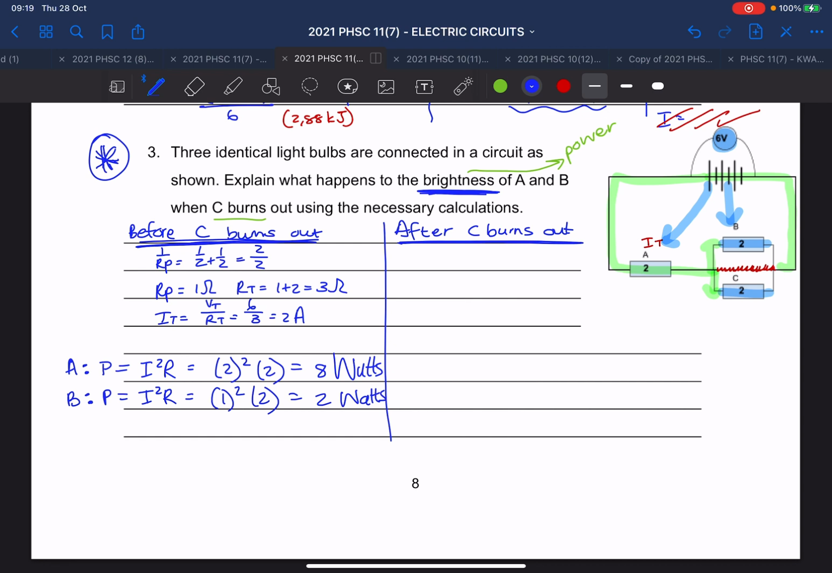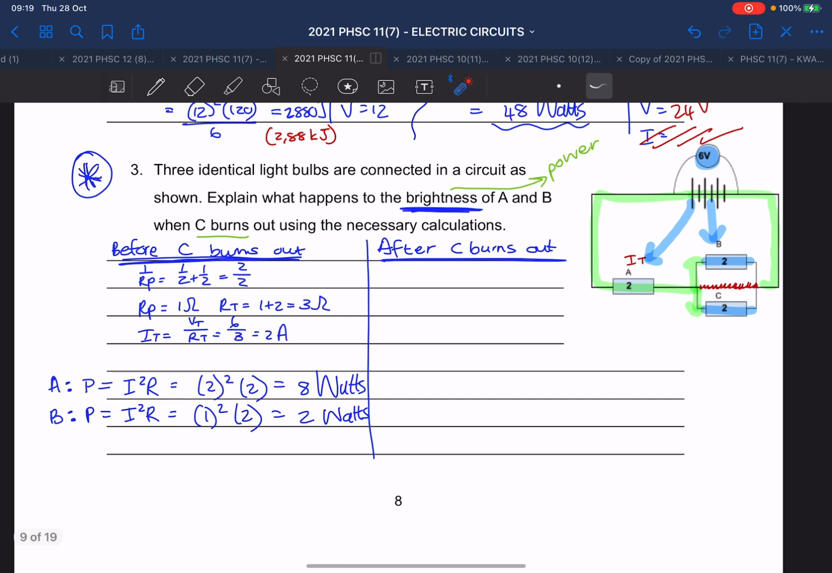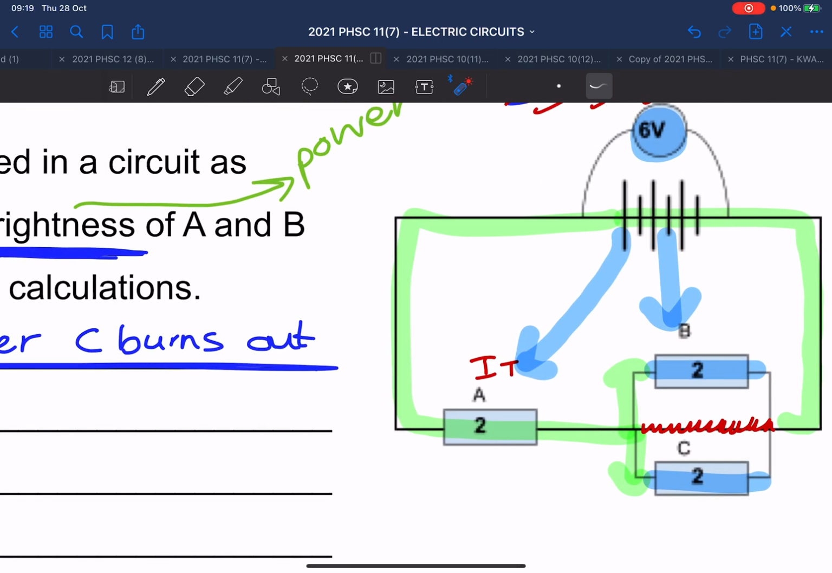Alright, so that is before C burns out. We can see that A will burn much brighter than B. Now what happens after C has burned out? Now when C burns out, this happens. What type of circuit do we have now? We have a series circuit.